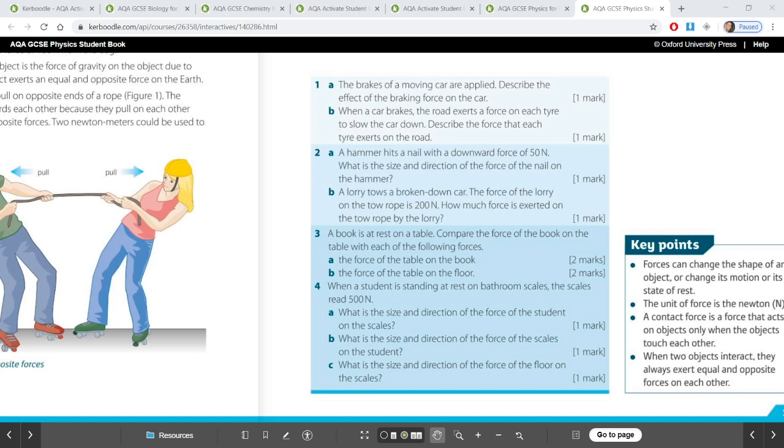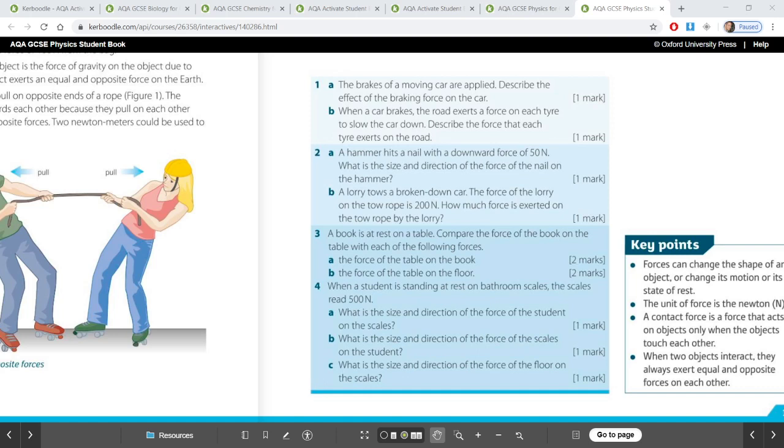When a student is standing at rest on the bathroom scales, the scales read 500 newtons. What is the size and direction of the force of the student on the scales? That's written in the question. All that's missing is the direction, but that's going to be downwards or towards the centre of the earth.